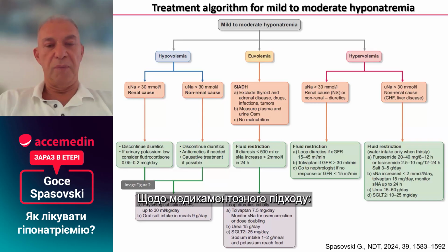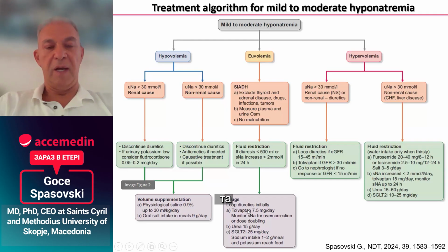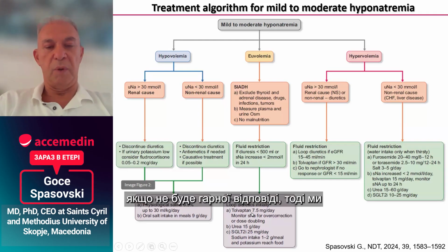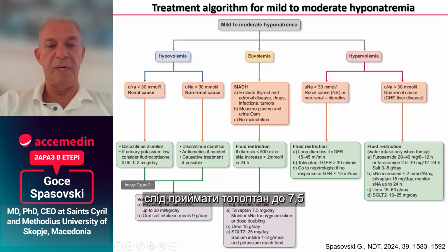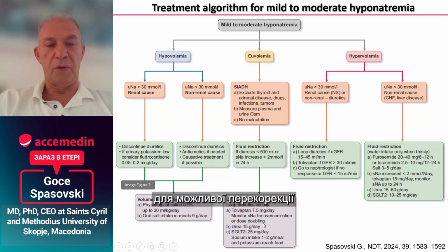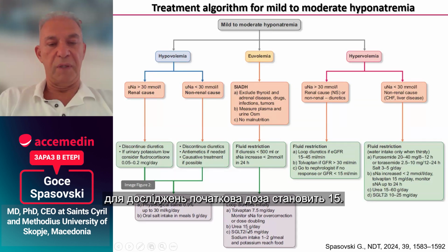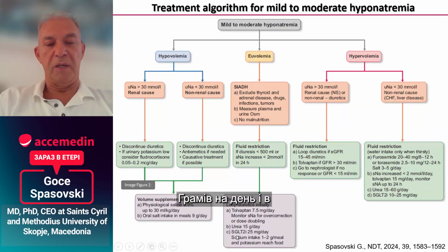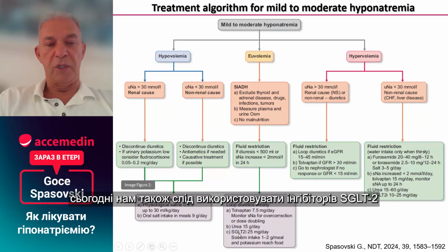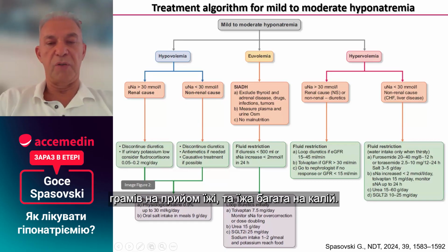And from the drug point of view, we may use loop diuretics initially, and if there is no good response, then we should go with tolvaptan up to 7.5 milligrams per day, monitoring serum sodium for eventual overcorrection or dose doubling. In case it's not overcorrected, urea can be used with a starting dose of 15 grams per day, and nowadays we should also use SGLT2 inhibitors 25 milligrams per day with a sodium intake of 1 to 2 grams per meal and potassium-rich food.